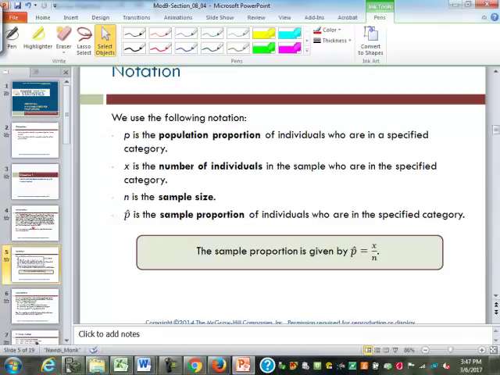So let's look at our process here. p is a population proportion. x is the number of individuals who have that specific trait or are in that category. n is the sample size. So p-hat is, from our sample, that x, the number in the sample that have that characteristic, divided by n, which is the sample size.